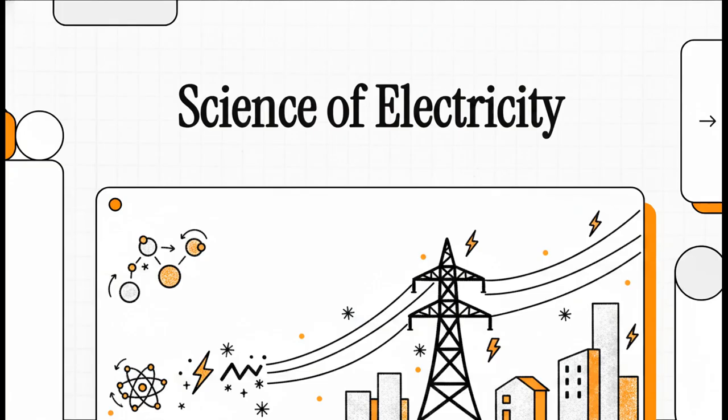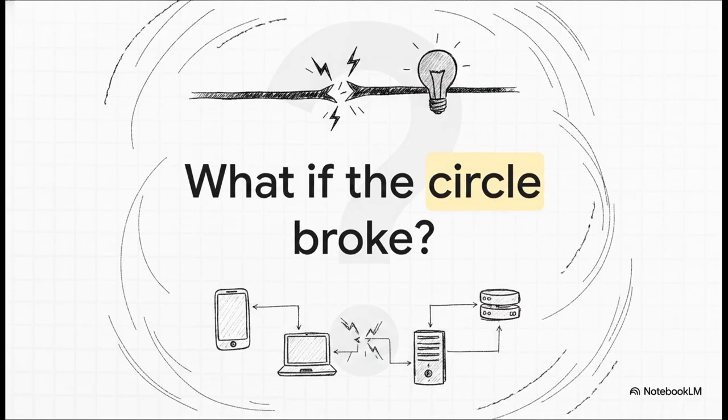Let's dive right in. Before we even get into defining what a circuit actually is, I want you to imagine something for a second. What would happen if the invisible circle that keeps our modern world running just snapped? We tend to take electricity for granted, treating it like the air and the water, but understanding how it flows is absolutely crucial to understanding modern life.